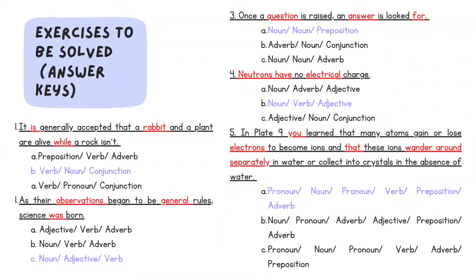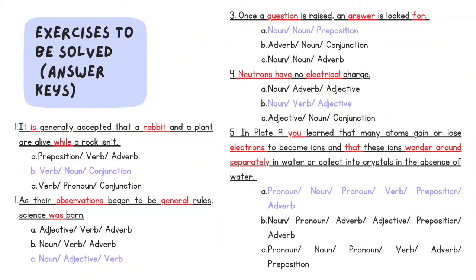Number 2. As their observation began to general rules, science was born. The answer is letter C. Noun, adjective, verb. Number 3. Once a question is raised, an answer is looked for. The answer is letter A. Noun, noun, preposition.